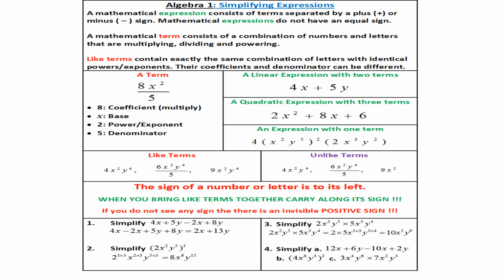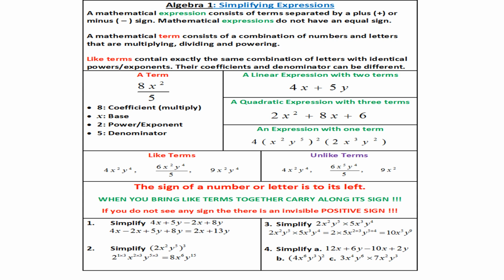A mathematical term consists of a combination of numbers and letters that are multiplying, dividing, and powering, or exponentiating or indexing. Like terms contain exactly the same combination of letters with identical powers. That's very important. The letters must have the same powers for the terms to be like. Their coefficients and denominator can be different.